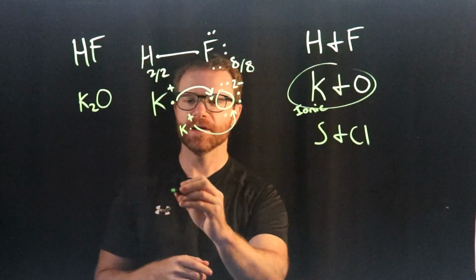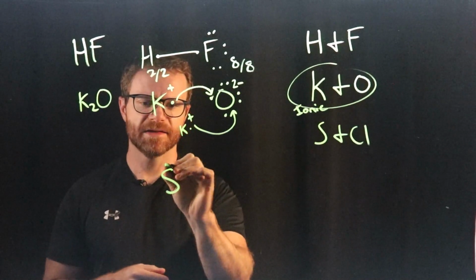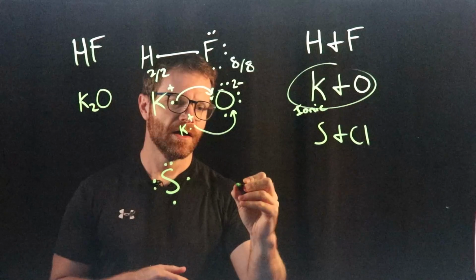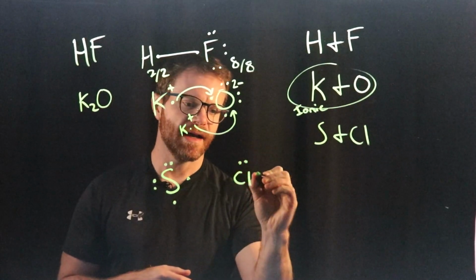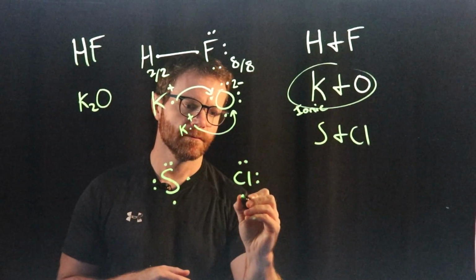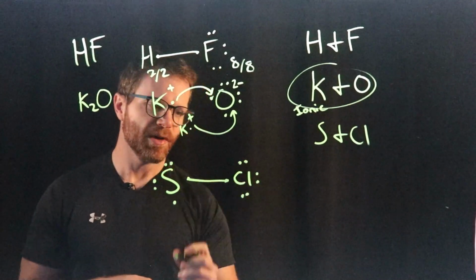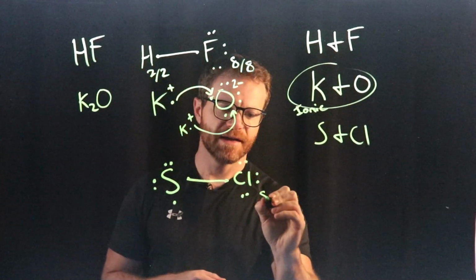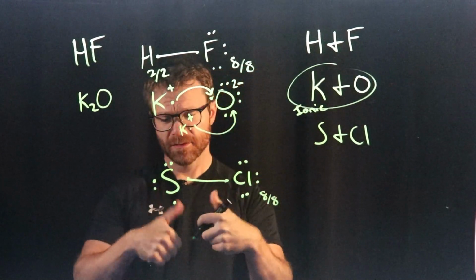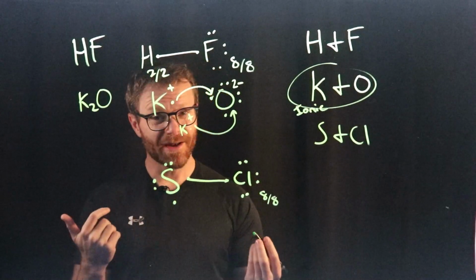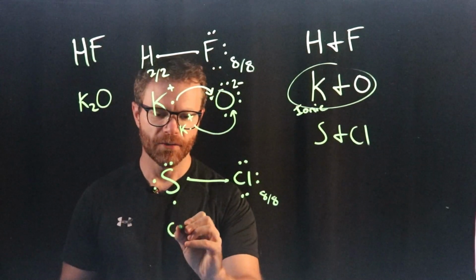Okay, sulfur and chlorine, last one. Sulfur has 6 valence electrons, 1, 2, 3, 4, 5, 6. Chlorine has 7, again, it's a halogen. If they each share one here, we draw that as a bond. This chlorine now has access to 8 out of 8 valence electrons, so it's totally stable. But this sulfur now has 2, 4, 6, 7 out of 8. It's not stable. We're going to need one more chlorine.